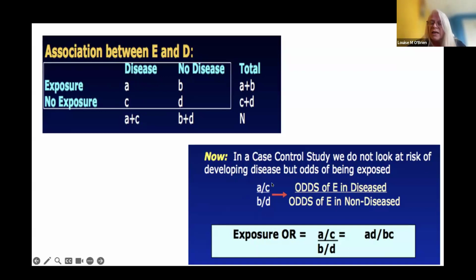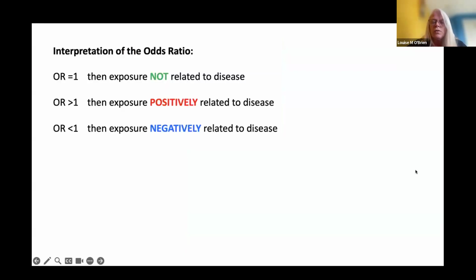So in that case, our calculation is a little different. It's A/C divided by B/D. Okay. So again, just another formula based on our 2x2 table. The odds ratio interpretation is very similar to the relative risk interpretation. So an odds ratio of one, not related; greater than one, positively related; less than one, negatively related. Of course, we have to talk about whether it's significant or not, but that's another thing to think about.